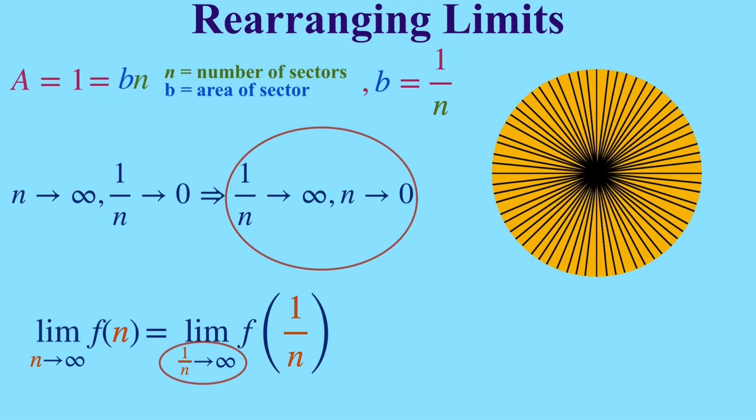We can say that as n goes to 0, 1 over n goes to infinity. So we can switch out the 1 over n going to infinity in the limit for n going to 0. And we'll do that. And that will give us what we actually wanted.